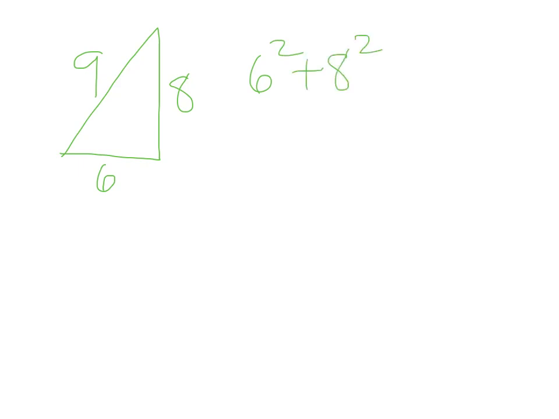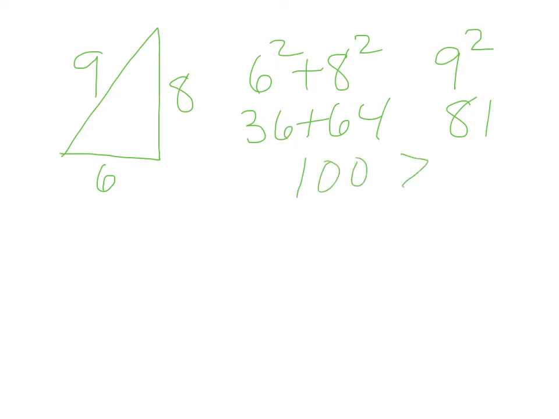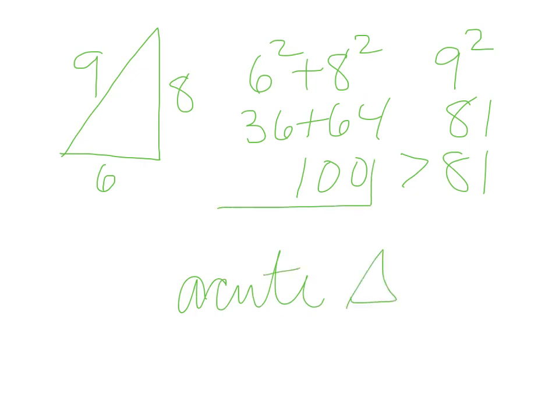The one I'm going to do is going to be 6, 8, 9. So 6 squared plus 8 squared, how does that relate to 9 squared? That's what we want to figure out. So 36 plus 64, how does that relate to 81? 100 is definitely bigger than 81. So this is an acute triangle. So check your picture. Is a squared plus b squared going to be bigger than c squared? These are good rules to know. Make sure they're in your notes.